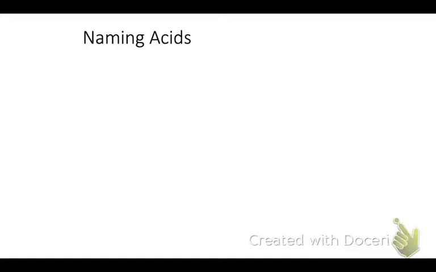Now, naming acids, we have almost 2 types of acids, and therefore 2 ways to name acids. So to name acids, you first have to identify what kind of acid you are looking at. So let's start with this. Definition of acids: they are compounds that give a hydrogen cation once in water.